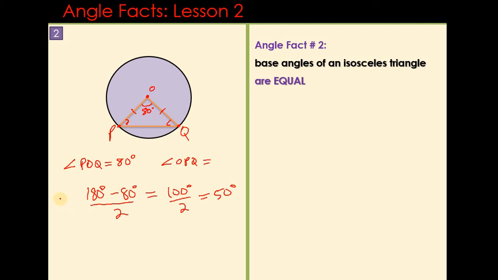So angle OPQ is equal to 50 degrees, as well as angle OQP. Angle OQP is also equal to 50 degrees. All right, and what's the reason for these two angles being actually equal to 50 degrees? Well, the reason is they are what? Base angles of an isosceles triangle. They are equal.